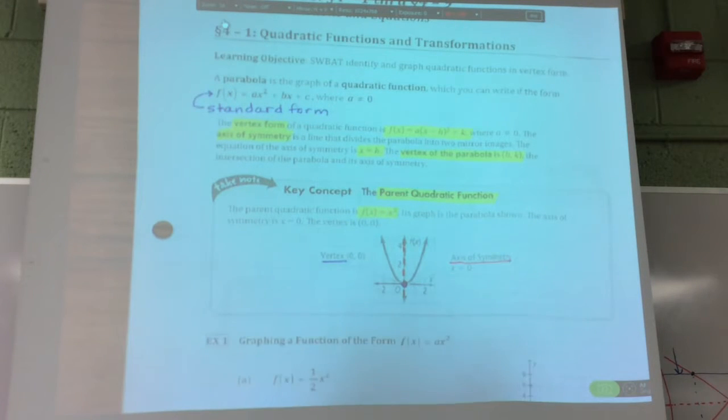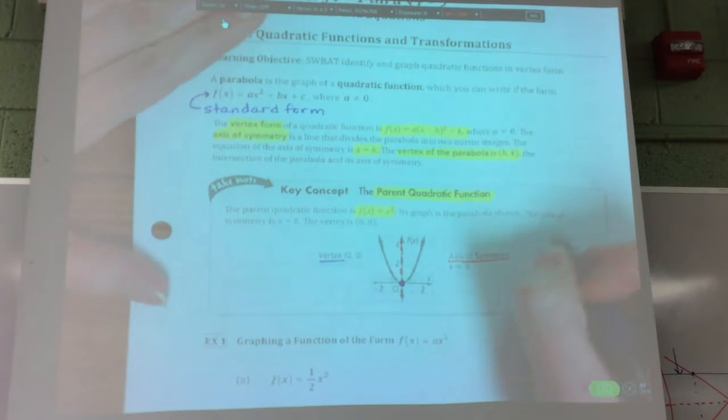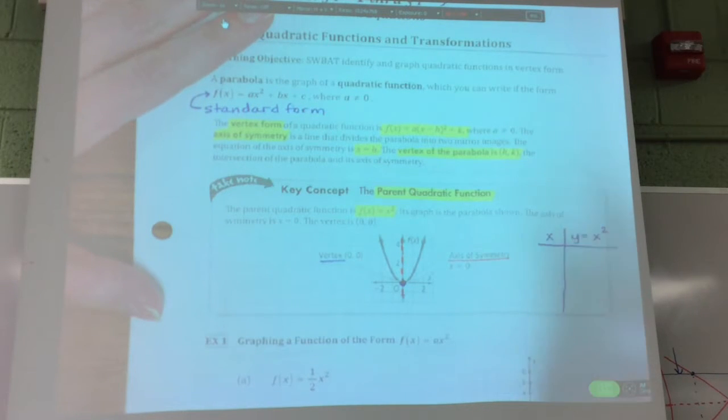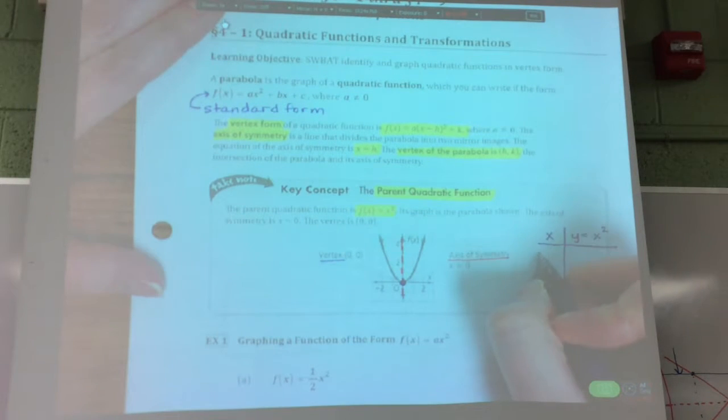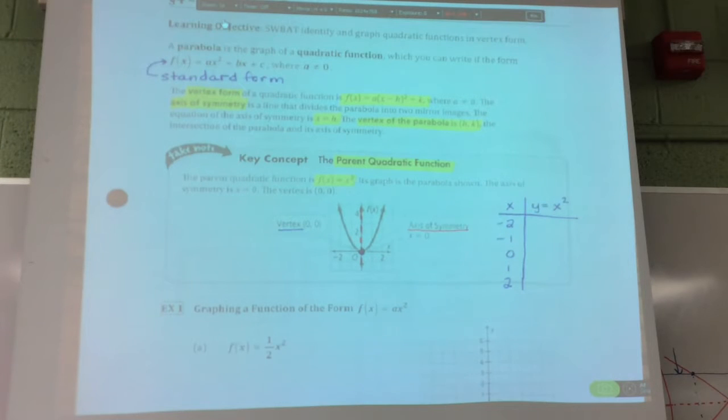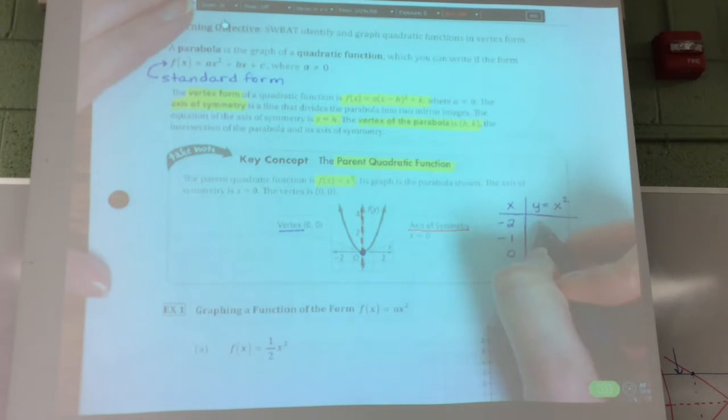So what I'm going to do is a table of values for the parent function, just for the parent function, and all other ones come from that basic structure. So I have some x values, and then I'm going to have y equals x squared, and this is our parent function. So I'm going to do -2, -1, 0, 1, and 2, and this is going to give us the basic shape of the parent function parabola y equals x squared. So x squared here is 4, x squared here is 1, 0, 1, and 4.